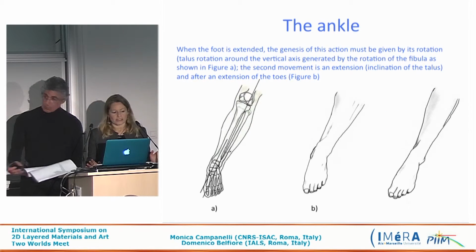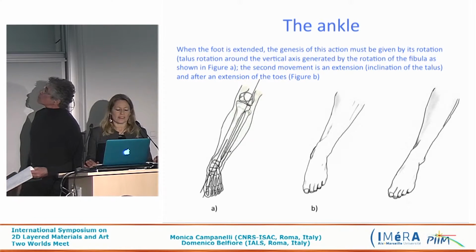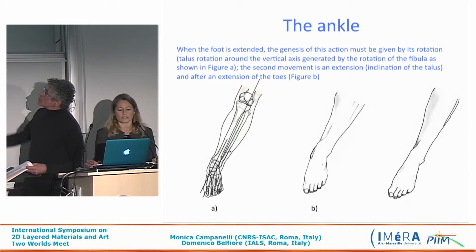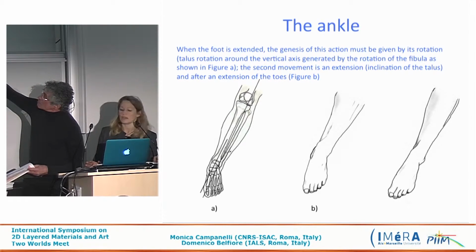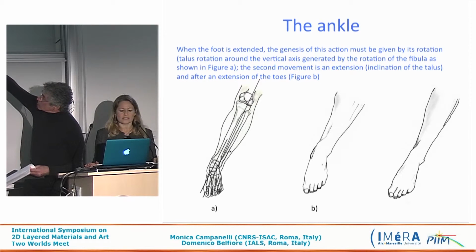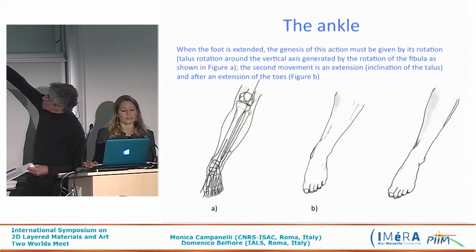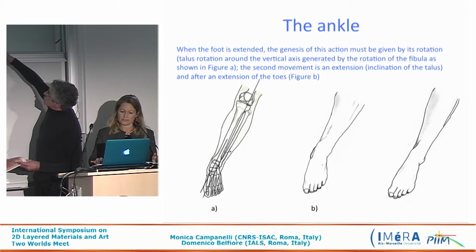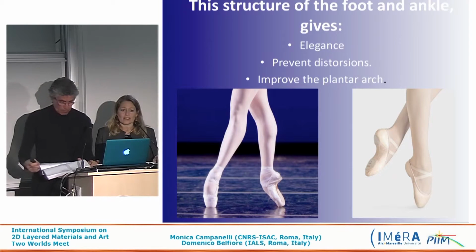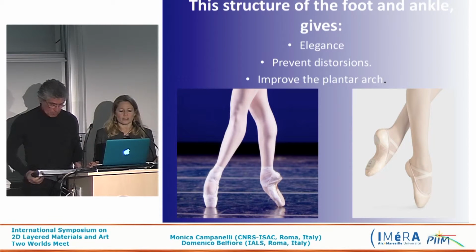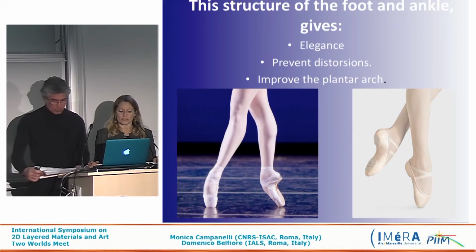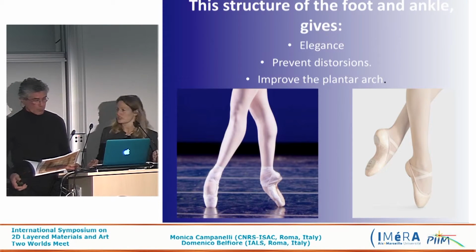Above the foot there is the ankle. When a foot is extended, the genesis of this action must be given by its rotation, talus rotation around the vertical axis generated by the rotation of the fibula, as shown in figure A. And the second movement is an extension, inclination of the talus, and after an extension of the toes, that is figure B. The last one is the wrong posture of the foot. This structure of foot and of ankle gives elegance, prevents distortions and improves the plantar arch.